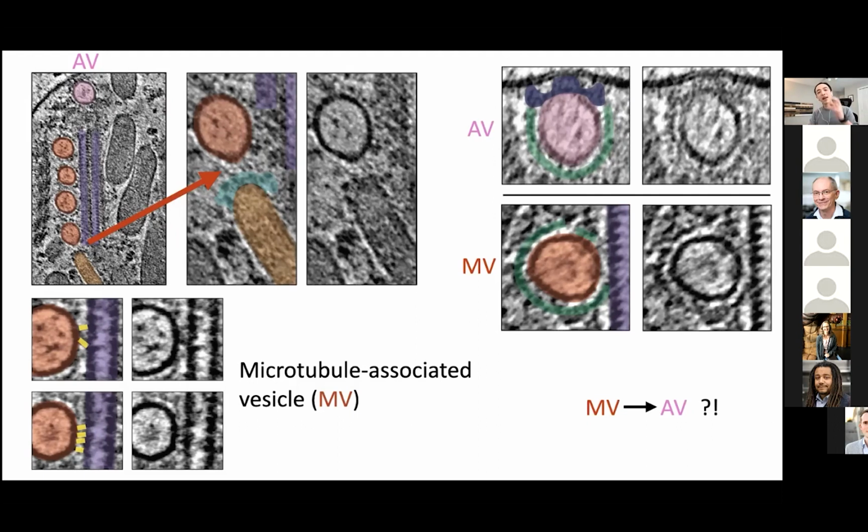For example, one AV might only be able to coordinate the secretion of two rhoptries. And once the two rhoptries are secreted, somehow the AV might be consumed. Then those MVs might become the new AV to coordinate the secretion of another set of two rhoptries. So we started to look back at our tomograms to find additional evidence to support this hypothesis.